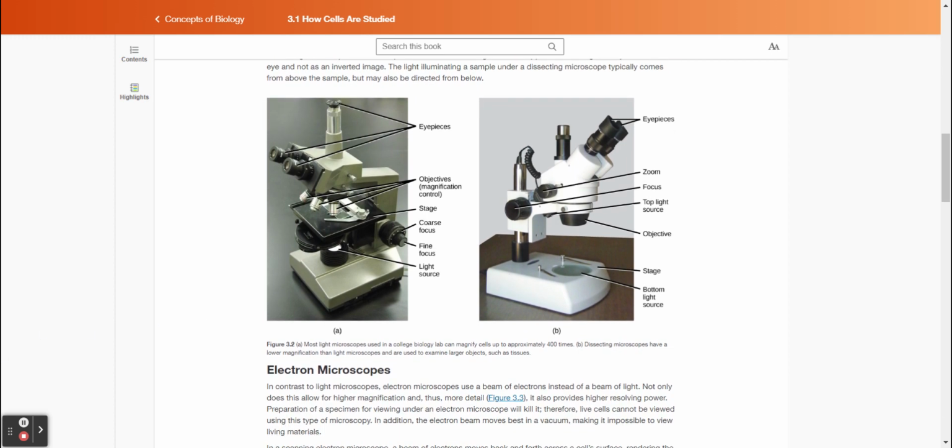Figure 3.2. A. Most light microscopes used in a college biology lab can magnify cells up to approximately 400 times. B. Dissecting microscopes have a lower magnification than light microscopes and are used to examine large objects such as tissues.